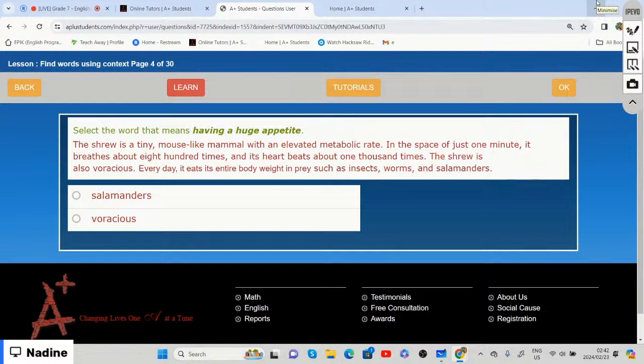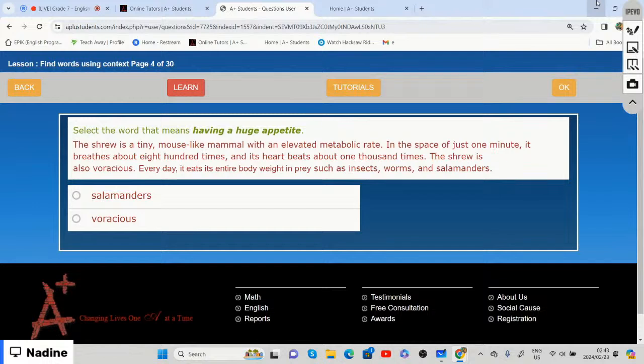So now if we select the word that means having a huge appetite, if you have a huge appetite, you're extremely hungry. It says the shrew is a tiny mouse-like mammal with an elevated metabolic rate. In the space of just 1 minute, it breathes about 800 times, and its heart beats about 1,000 times. The shrew is also voracious. Every day it eats its entire body weight in prey such as insects, worms, as well as salamanders.